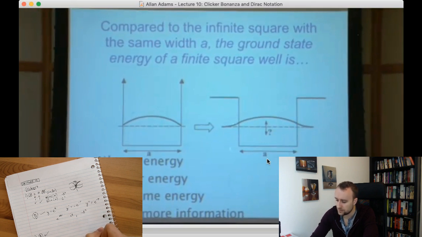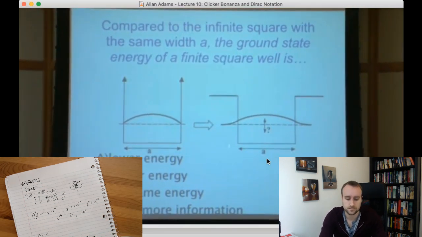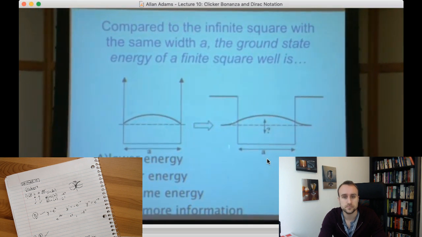Whereas if we have a finite well, we're going to have these diminishing exponentials. Here, it's not going to need to hit 0. It's just going to need to be asymptotic to 0 at the end, so it's going to trail off a little. So the effective wavelength is going to be slightly wider here, and slightly wider wavelength equals lower energy.